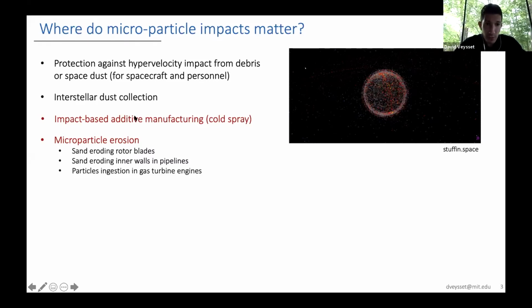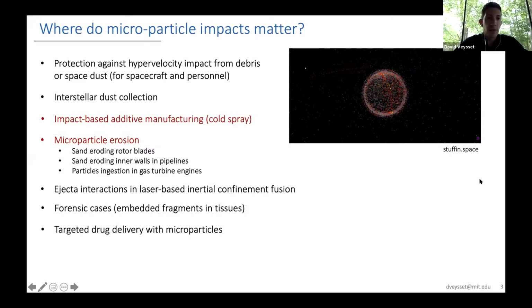So today I'm going to focus particularly on these two phenomena: impact-based bonding and microparticle erosion. There's also application for inertial confinement fusion experiments, laser-based ones, where a lot of ejecta are created during these experiments, and these ejecta traveling at high velocity can impact and damage equipment and reduce the efficiency of the apparatus.